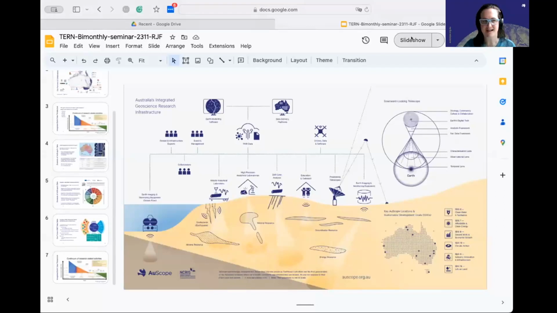Okay, hi everyone. So yeah, Beryl asked me to come and present about integrated Earth from a data perspective. My name's Rebecca Farrington, and I'm the Director of Research Data Systems at AuScope. AuScope is Australia's geoscience research infrastructure provider. So we're the cousin of TERN.